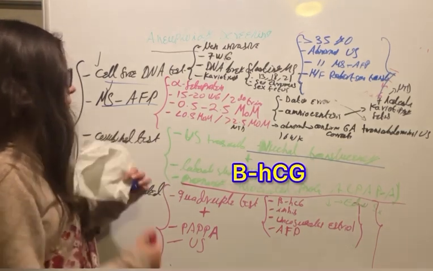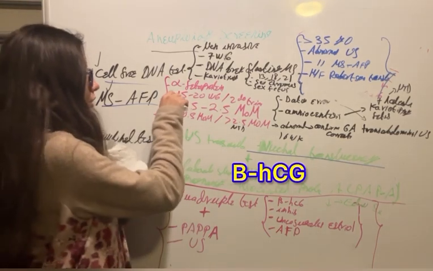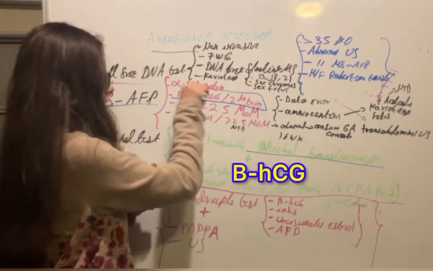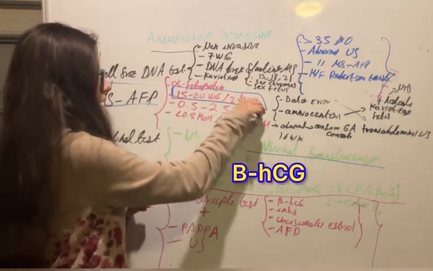Maternal serum alpha-fetoprotein test is done between 15 to 20 weeks gestation, which corresponds to the second trimester.